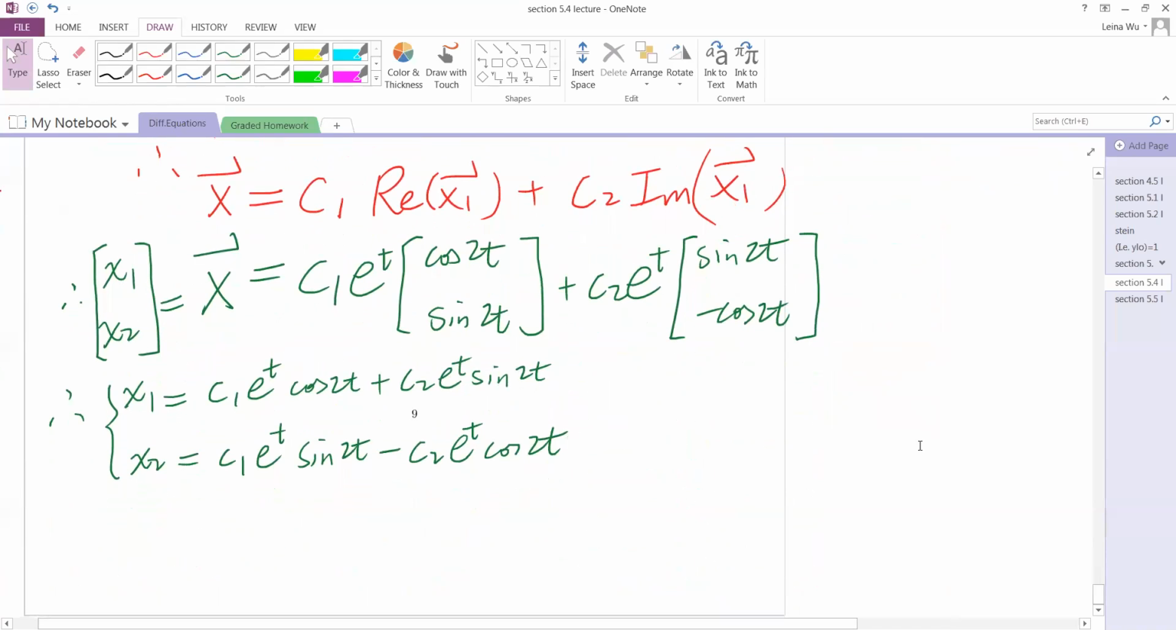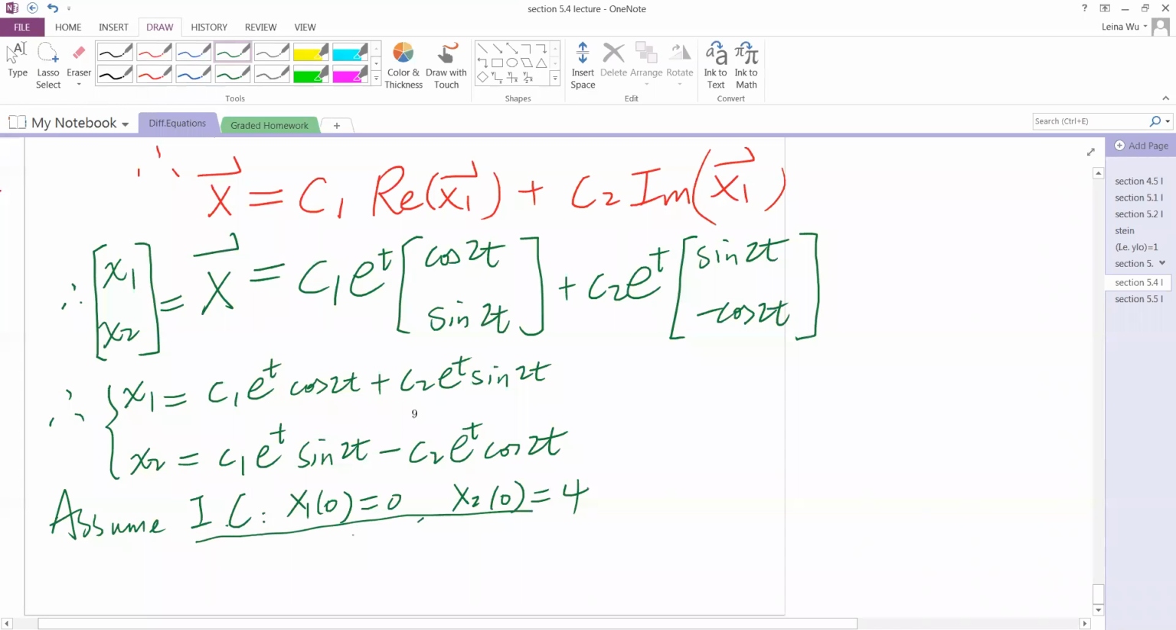Is everything okay? Yes. Okay. How do we get C1 and C2? Let's see. Assume we have initial conditions given: x1(0) is 0, and x2(0) is 4. What can this initial condition help us to do? We can use this to determine C1 and C2, right?